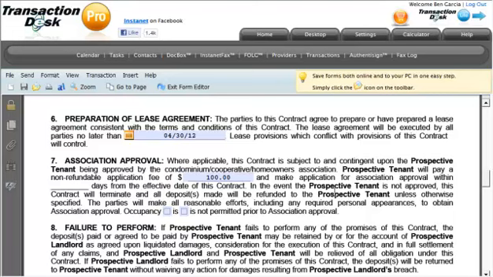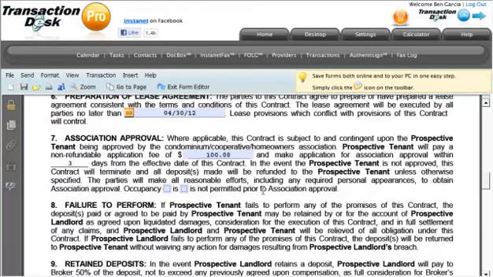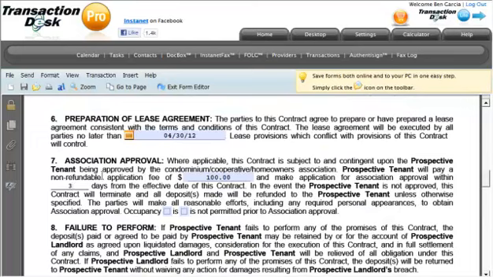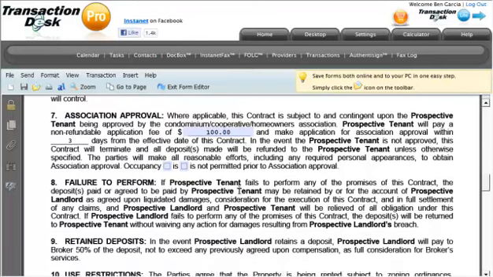Okay, so what we're going to do here is we're going to put that the tenant needs to make application to the association within 3 days of the contract being signed. Okay, so the lease is signed 4:30. By 5:03 we need to have a completed application to the condo association and have it turned in.